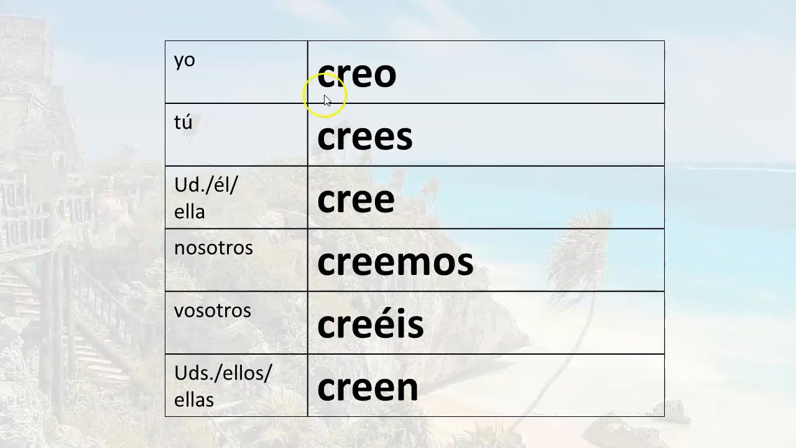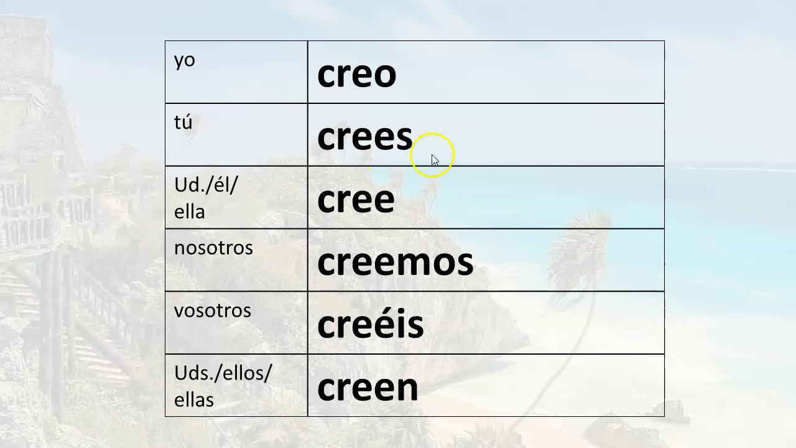Notice there's two syllables, so cre and o, creo, creo. The emphasis is on the first syllable, creo. Tú crees, you believe. Remember, this is the informal you. So the stress is on this first syllable, crees. Be sure to get the two E's in separate syllables.